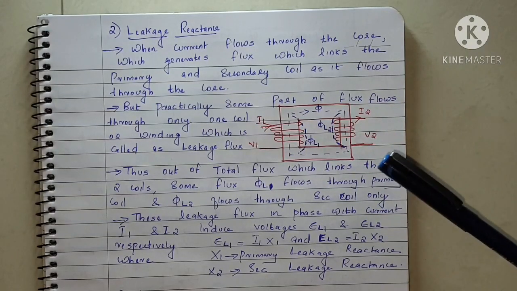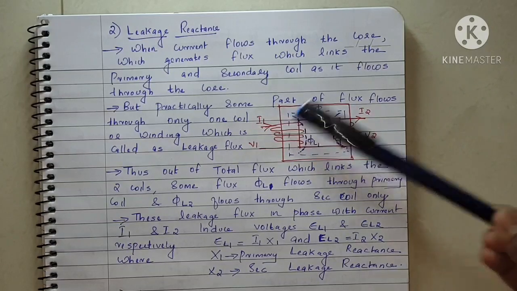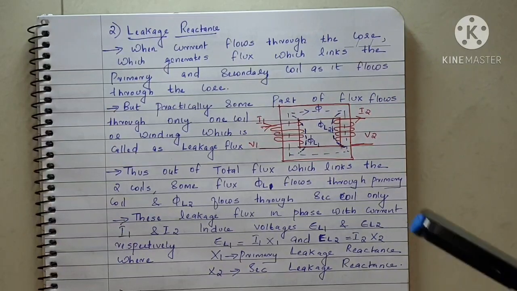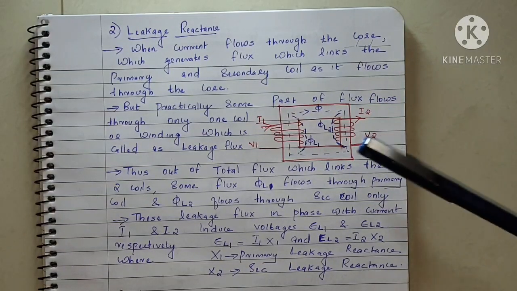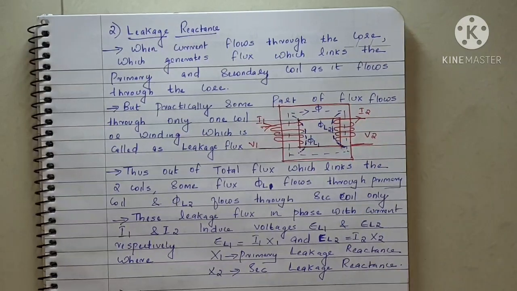These leakage fluxes, in phase with current I1 and I2, induce voltages, that is EL1 and EL2 respectively. So EL1, or VL1, can be written as I1 into X1, and EL2, or VL2, can be written as I2 into X2, which is on the secondary side. Where X1 is the primary leakage reactance and X2 is the secondary leakage reactance.